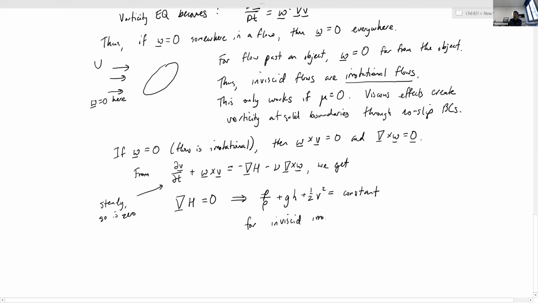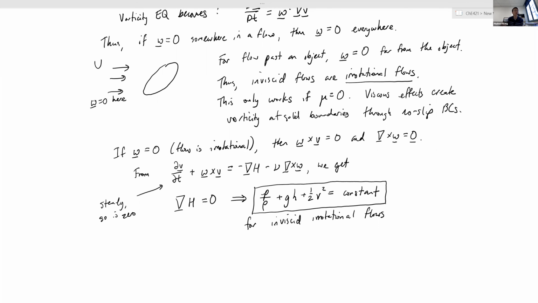inviscid, irrotational flows. Does anyone happen to know, has anyone seen this equation before? Does anyone know what this equation is called? Bernoulli. This is called the Bernoulli equation, right? Perhaps you saw this a little bit in undergrad, right? Basically, that this quantity is constant. And again, this is only true in inviscid, irrotational flows. Okay. And so that's where we are at this point, basically.